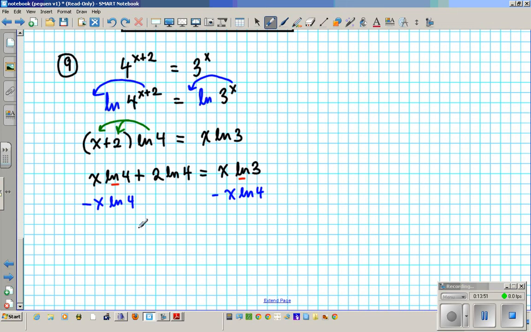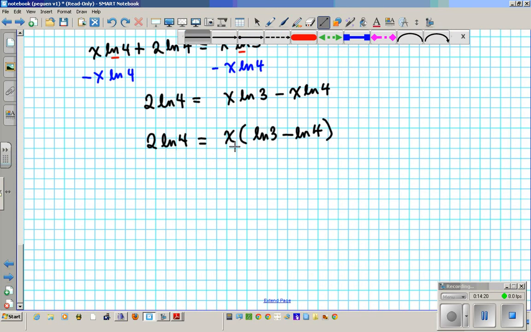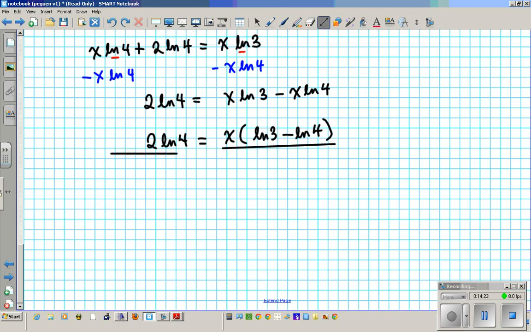And then your final answer, it's going to become 2 times the natural logarithm of 4 equals x times the natural logarithm of 3 minus x times the natural logarithm of 4. Okay? So I can take out x from these, so I'm going to have 2 times the natural logarithm of 4 equals, I take out x from these two, x times the natural logarithm of 3 minus the natural logarithm of 4. Alright? And then to finish this off, I gotta get x isolated, so I'm going to divide both sides by what x is being multiplied by. So divide by ln 3 minus ln 4, and then ln 3 minus ln 4.